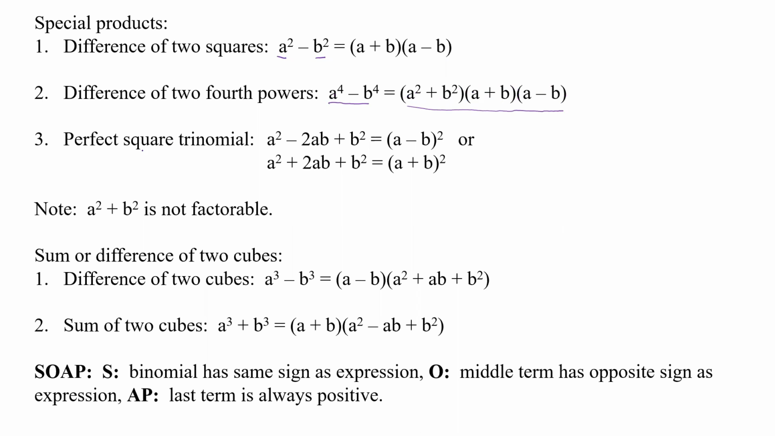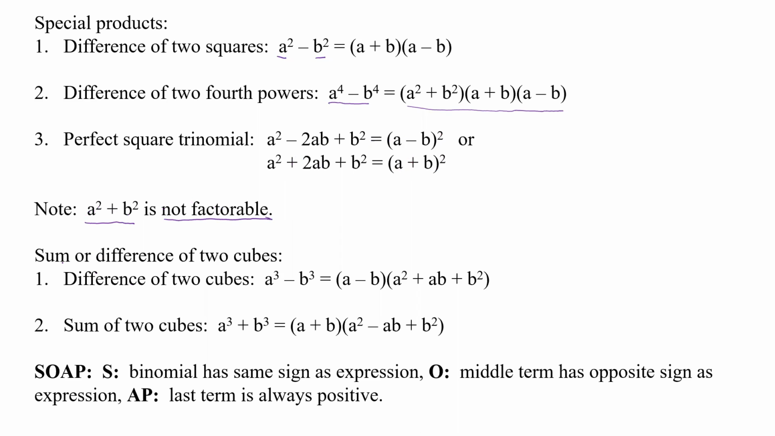And we also have things called perfect square trinomials. And those are of the form a squared minus 2ab plus b squared. And they factor into a minus b squared, or if we have a positive in the middle, then it's a plus b, the quantity squared. So depending on if you have a plus or a minus here, depends on if you have a minus or plus here as well. Now note, a squared plus b squared is not factorable. So if you come to a point where you have some sum of two squares, you can't factor that.